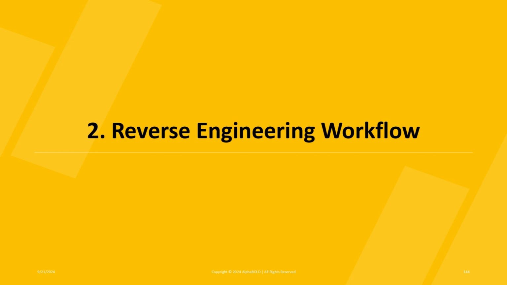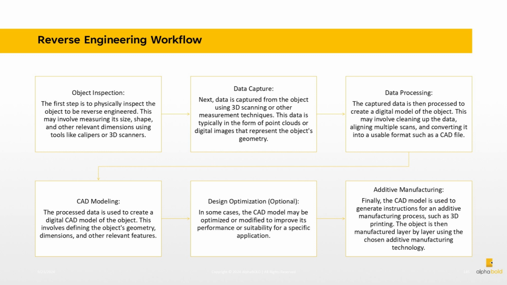Reverse engineering workflow. Reverse engineering workflow. Object inspection. The first step is to physically inspect the object to be reverse engineered. This may involve measuring its size, shape, and other relevant dimensions using tools like calipers or 3D scanners.